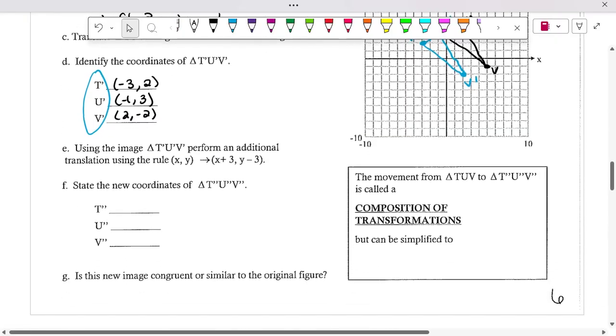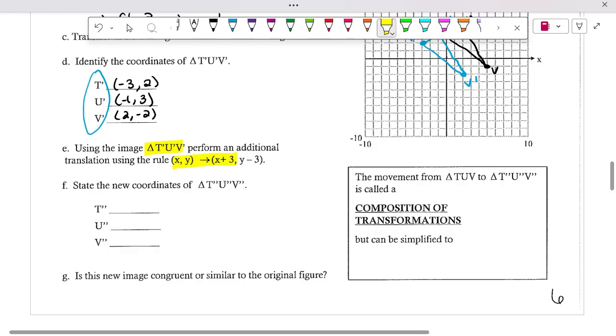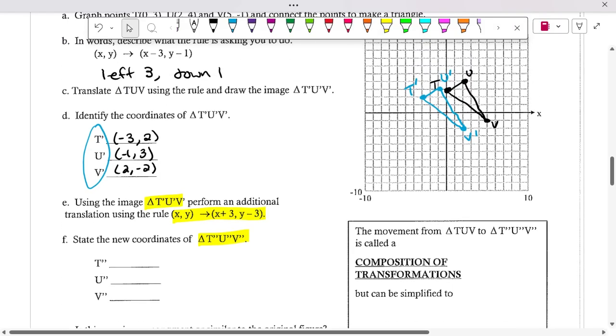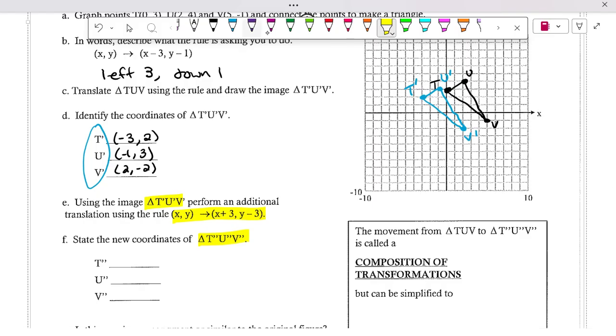Now, they then asked us to take the figure that we just found and do another rule to it. So this is where those double primes come in. Like I said, double prime just means we have done 2 transformations since the original figure. That's all it means. For every prime, that's 1 transformation done to the original. So what's the rule for E in words? Right 3 and down 3.